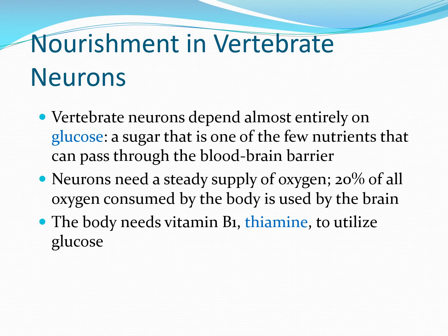Neurons also need, another thing they're using all the time is oxygen, and in fact 20% of all oxygen consumed by the body is being used by the brain. And then, as I mentioned on the last slide with the vitamins, the body needs vitamin B1 or thiamine in order to utilize glucose. And here I do this very short, and we're going to talk about Korsakoff's syndrome again.